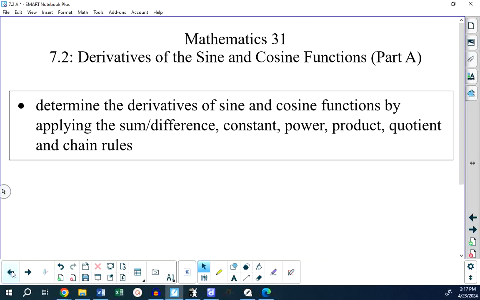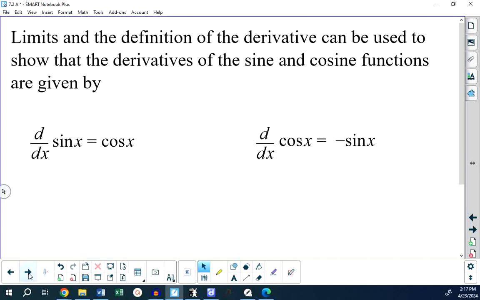And I'm just starting by telling you what the derivative of sine of x is with respect to x and what the derivative of cos of x is with respect to x. It turns out that the derivative of the function y equals sine of x is dy dx equals cos of x, and the derivative of y equals cos of x is dy dx equals negative sine of x. And these will be given to you on a formula sheet, although they will appear in slightly different forms.